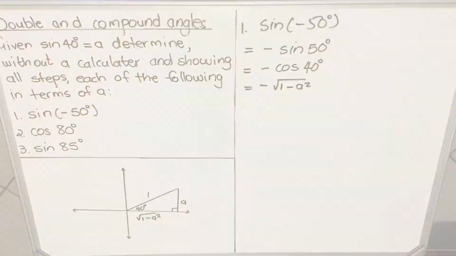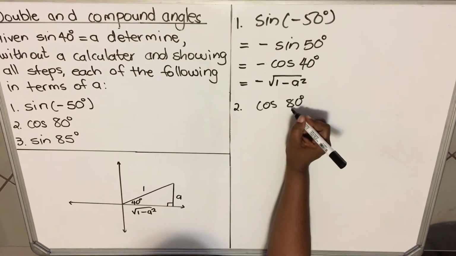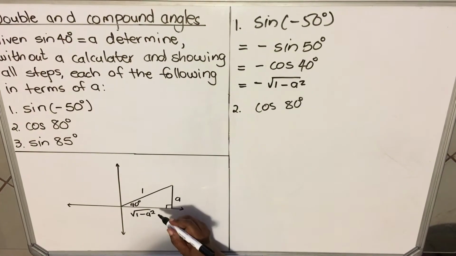Let's look at the next one. The second one is cos 80. Okay, you need to find something that's in the diagram.